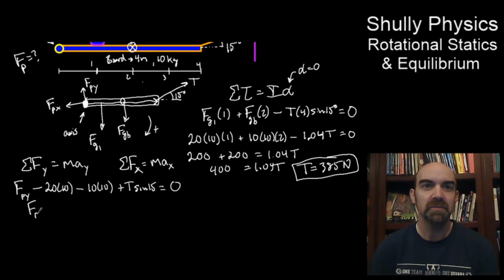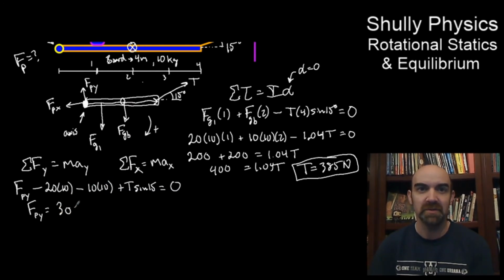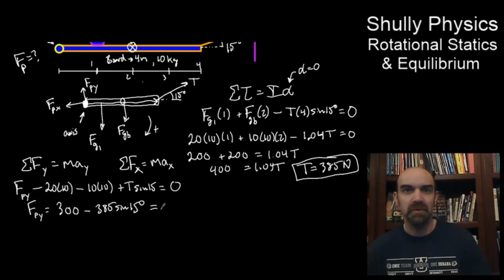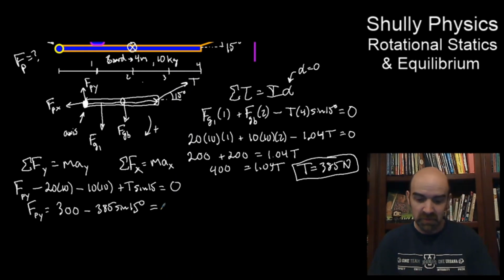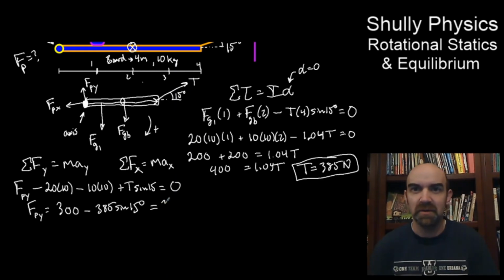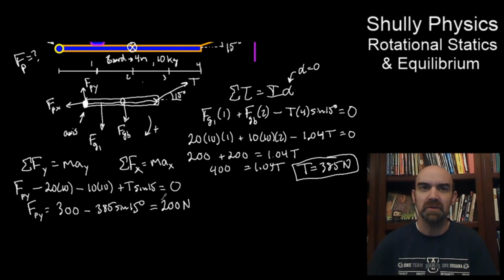Okay, so the pivot's y direction force is 200 plus 100, which is 300. So I'm going to add that to the other side, 300. And then we've got this T sine 15, which we're going to subtract on both sides. So I'm going to subtract 385 sine 15. And that should give us a y component force, 300 minus 385 sine 15, 200.35. So that's just about 200 newtons. Okay, we got 200 newtons there for that y component.